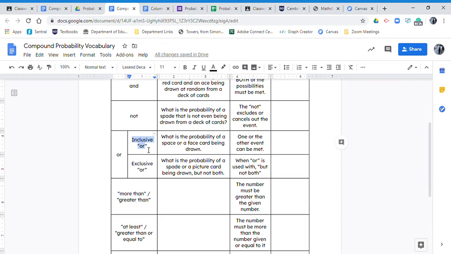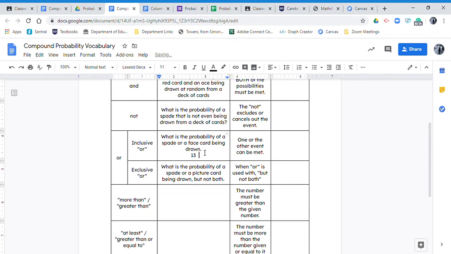Or, there are two types of "or": the including or and the excluding or. For the including or, what's the probability of a spade or a face card? It can be a spade or a face card. Both of those are possible and both can be included. That's all the spades, and all the face cards are allowed to be included. There are 13 spades, plus the 3 face cards from hearts, plus the 3 face cards from diamonds, plus the 3 face cards from clubs.